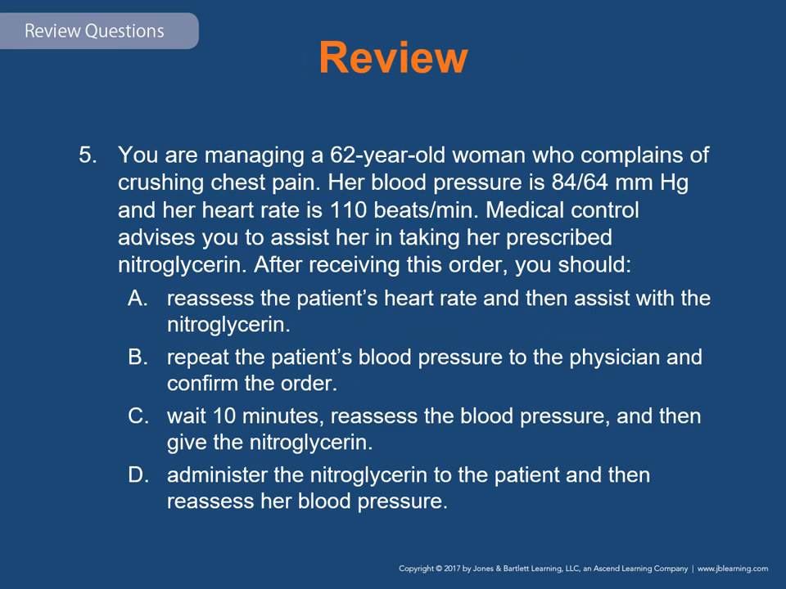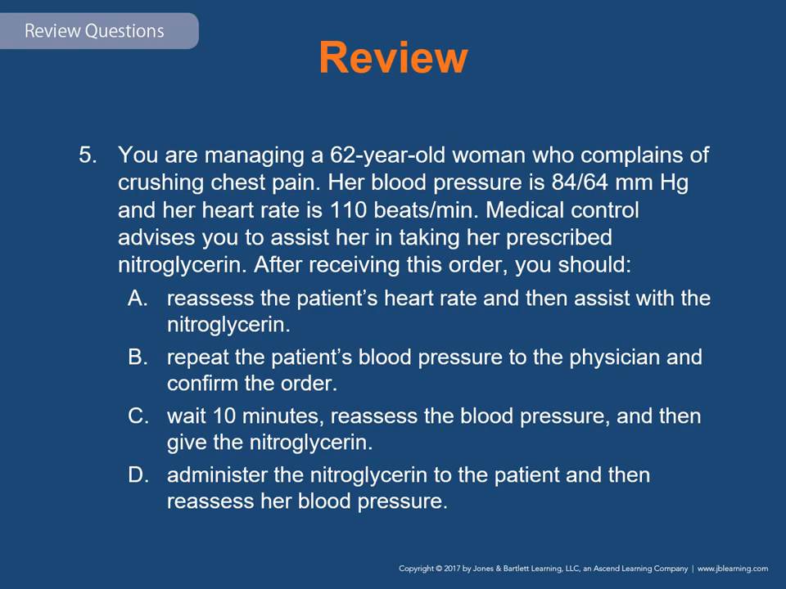Number 5, you are managing a 62-year-old woman who complains of crushing chest pain. Her blood pressure is 84/64 millimeters of mercury, and her heart rate is 110 beats per minute. Medical control advises you to assist her in taking prescribed nitroglycerin. After receiving this order, you should A, reassess the patient's heart rate and then assist with nitroglycerin.